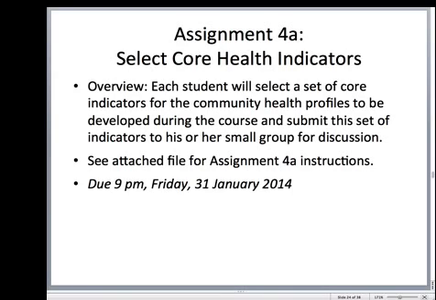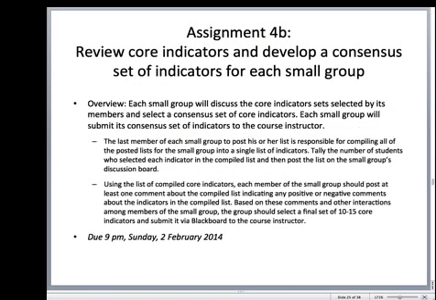Once the student has selected the indicators, those will be submitted by the student to his or her small group for discussion. This particular assignment is due by 9 p.m. on Friday, January 31st.